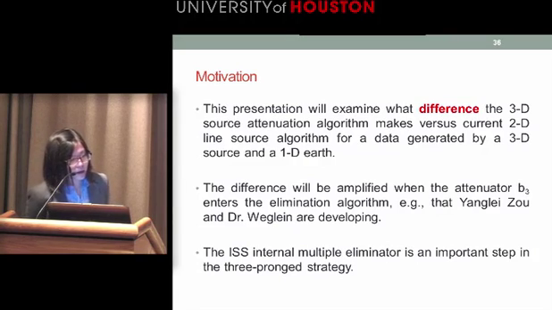The difference will be amplified when the attenuator enters the eliminator algorithm, which is presented by my colleague Yanglei, and the eliminator part is a very important step in the three-pronged strategy.